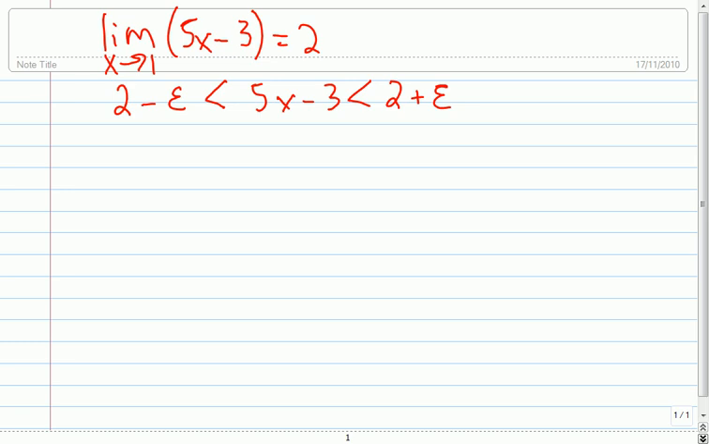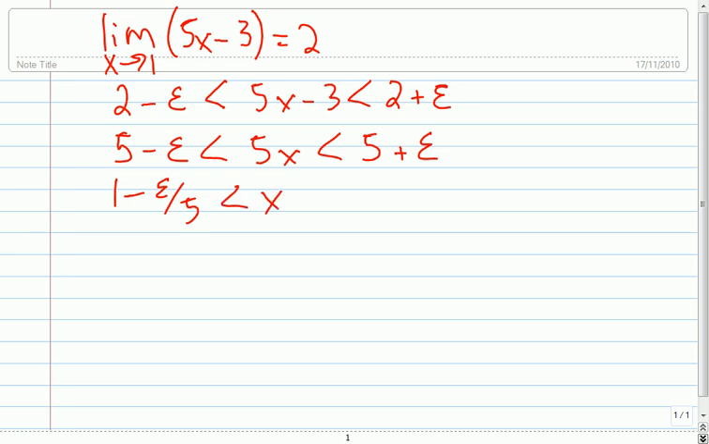I'm going to work backwards to figure out where I have to be within x. So what that means is I'm going to add 3 to all parts of this inequality. I will be at 5 minus epsilon less than 5x less than 5 plus epsilon. And then I'm going to divide everybody by 5. So 1 minus epsilon over 5 would be less than x, would be less than 1 plus epsilon over 5.